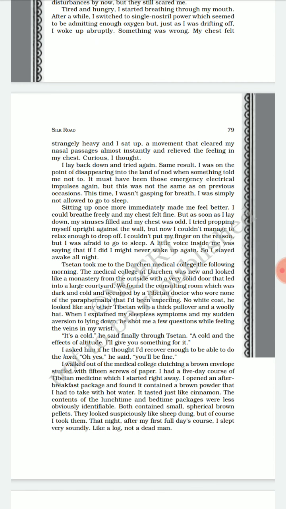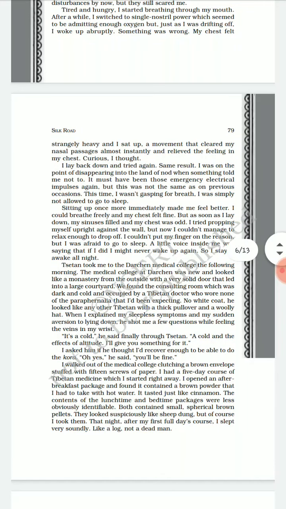But just as I was drifting off, I woke up abruptly. Abruptly means all of a sudden. Something was wrong. My chest felt strangely heavy, and I sat up, a movement that cleared my nasal passages almost instantly and relieved the feeling in my chest. Curious, I thought. Now that inhaler worked.